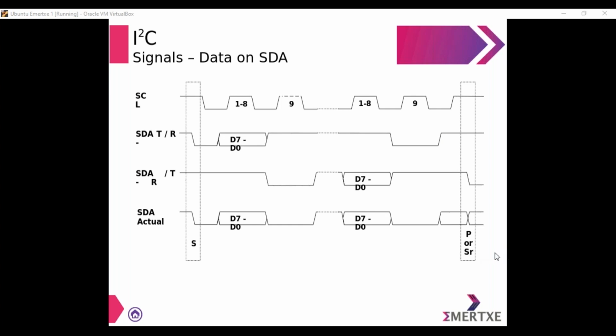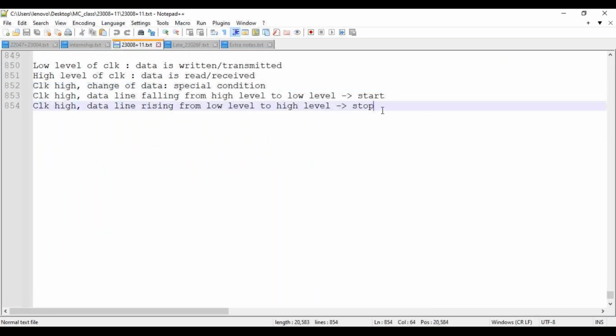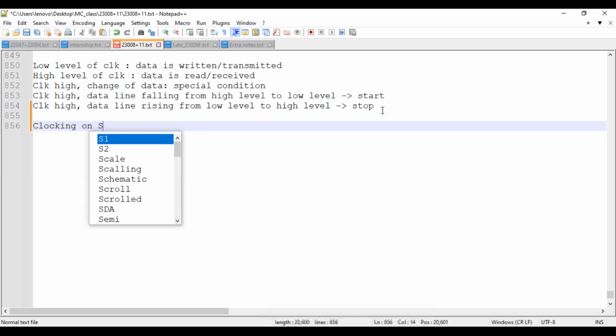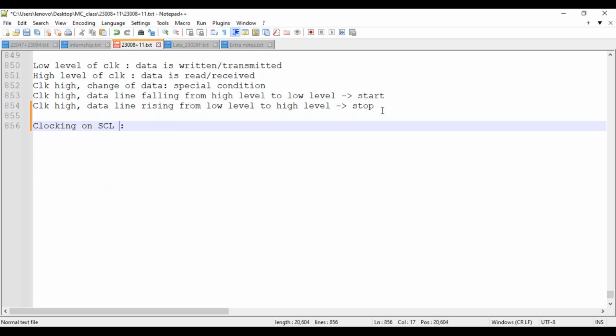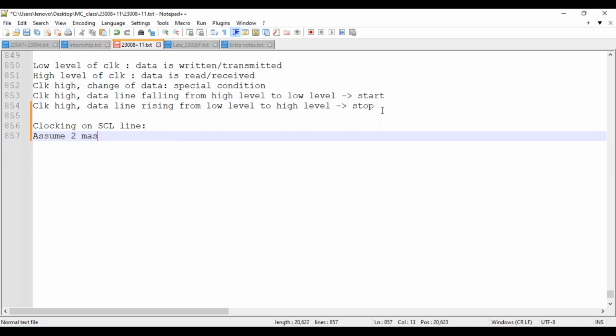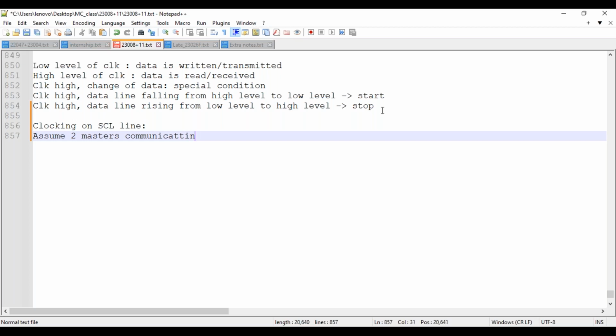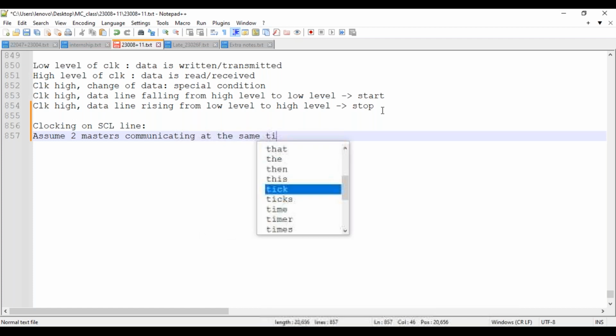Okay. So the next we have is clocking on the SCL line. Now, whatever we are discussing with respect to clocking is when two masters are trying to communicate at the same time. So, first we are talking about clocking on the SCL line. Now, assume there are two masters communicating at the same time.